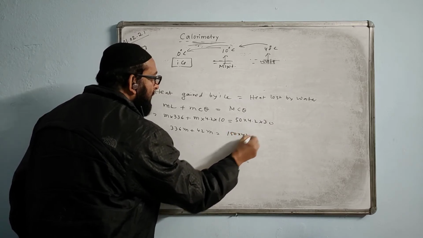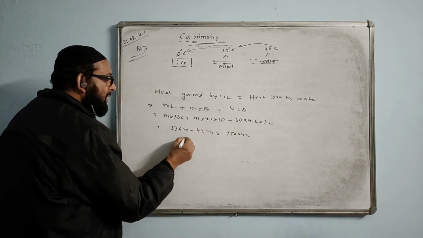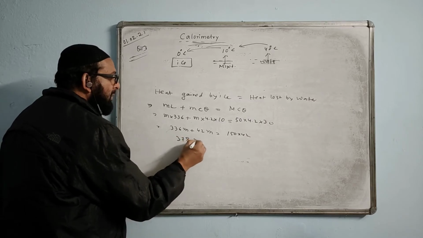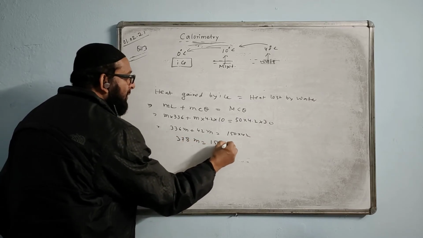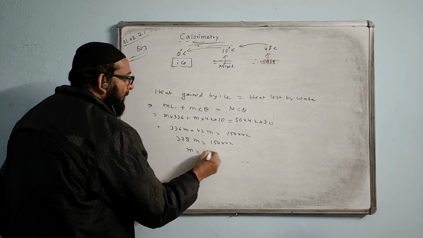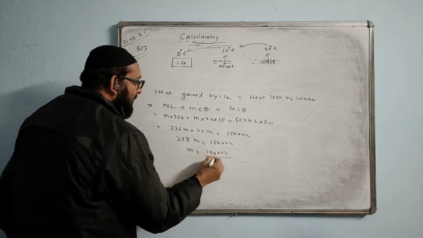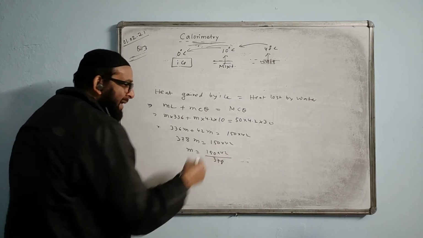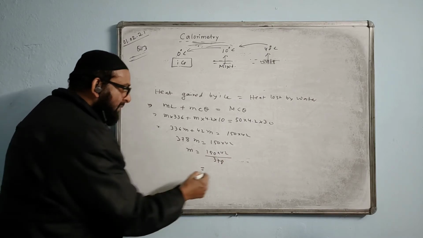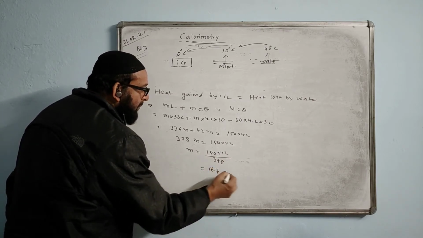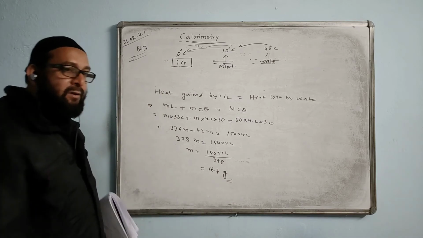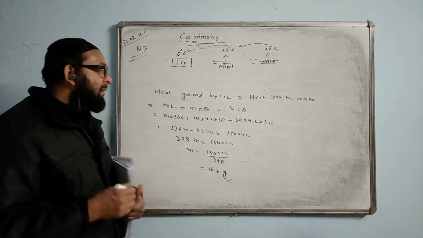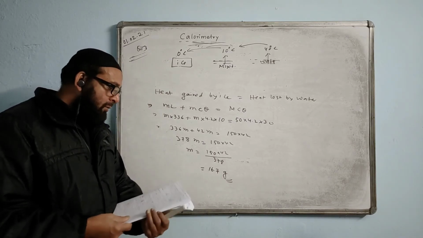150 into 42 will come here. These two add: 378 m is equal to 150 into 42. The m value will come 150 into 42 by 378. Divide, cancel it out. The answer will come 16.7 grams. We are finding the answer to one decimal place, so we are rounding this off. This is how you will do it.